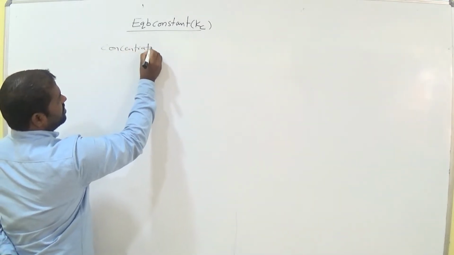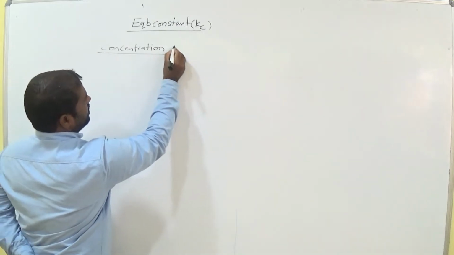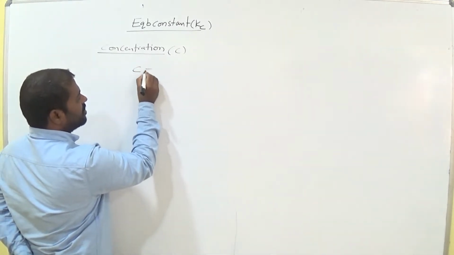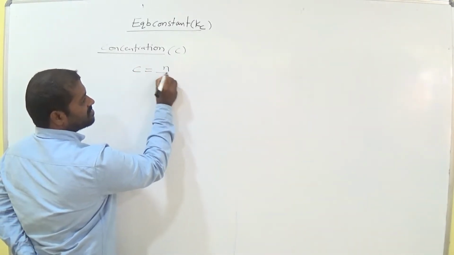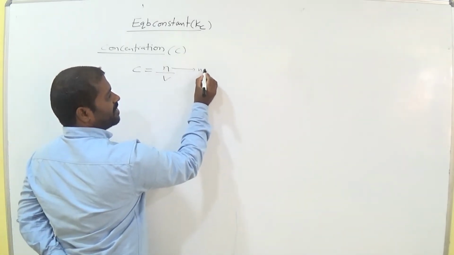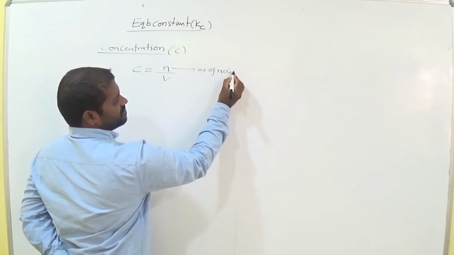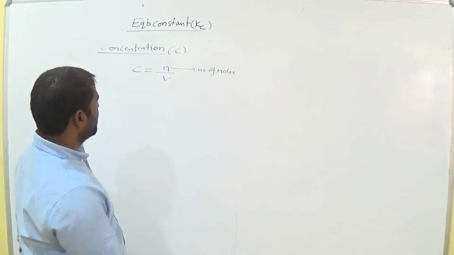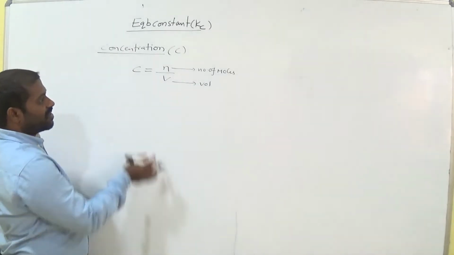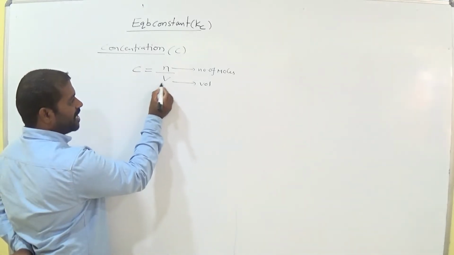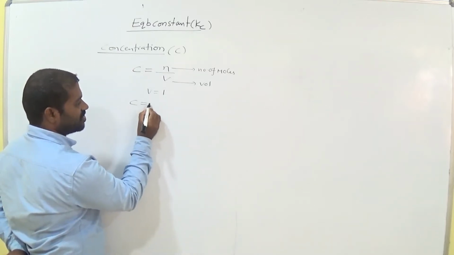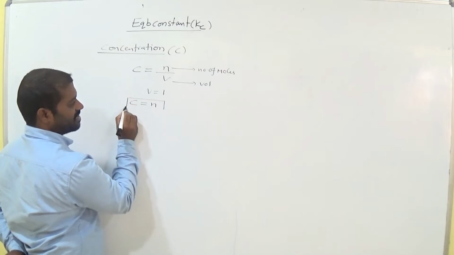The next topic is concentration. It is simply denoted with C. Concentration C is equal to number of moles by volume, where N means number of moles and V means volume. So now, keep volume V equal to 1 in the above equation, then C is equal to N.